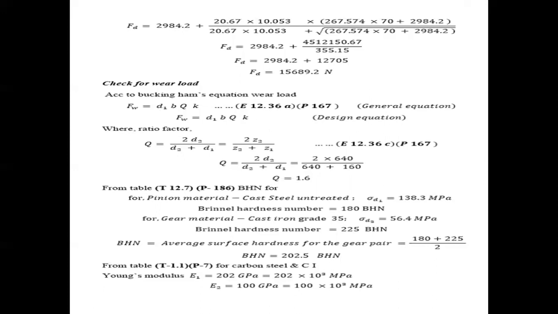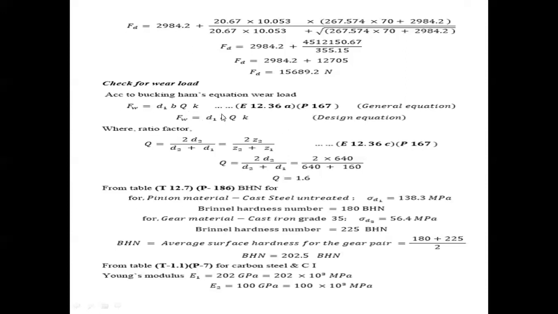The first thing is Q, the ratio factor. This is nothing but 2D2 divided by D2 plus D1, or 2Z2 by Z2 plus Z1. You can use either equation because both are known here. D2 is known as well as Z2, and there I have the value Q equal to 1.6 as the ratio factor.